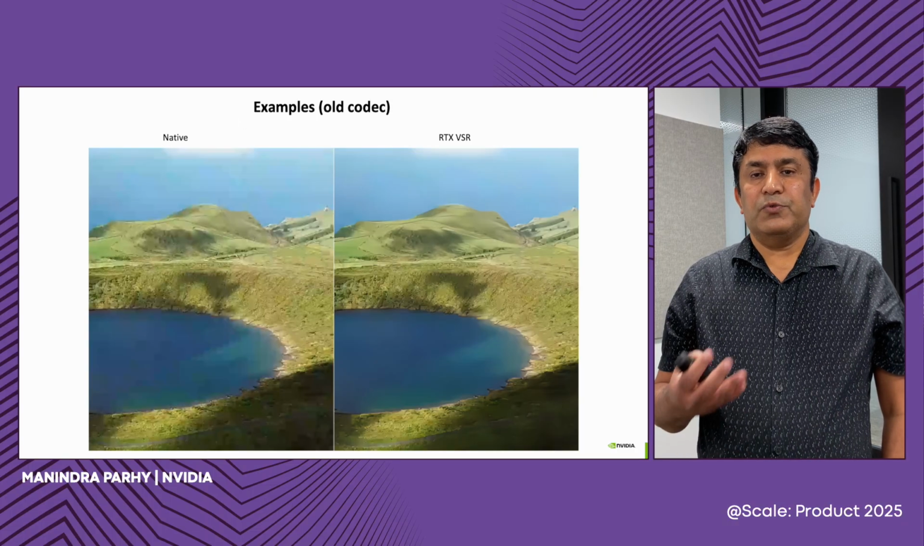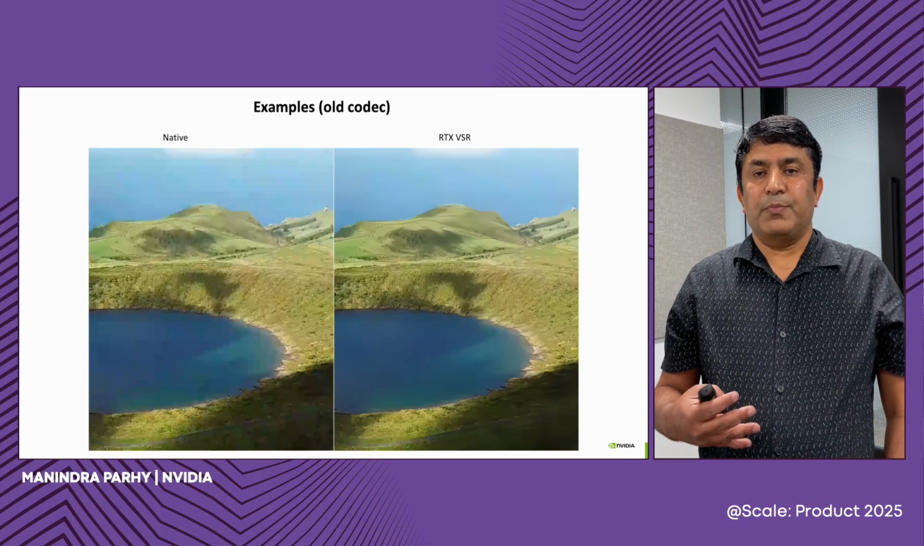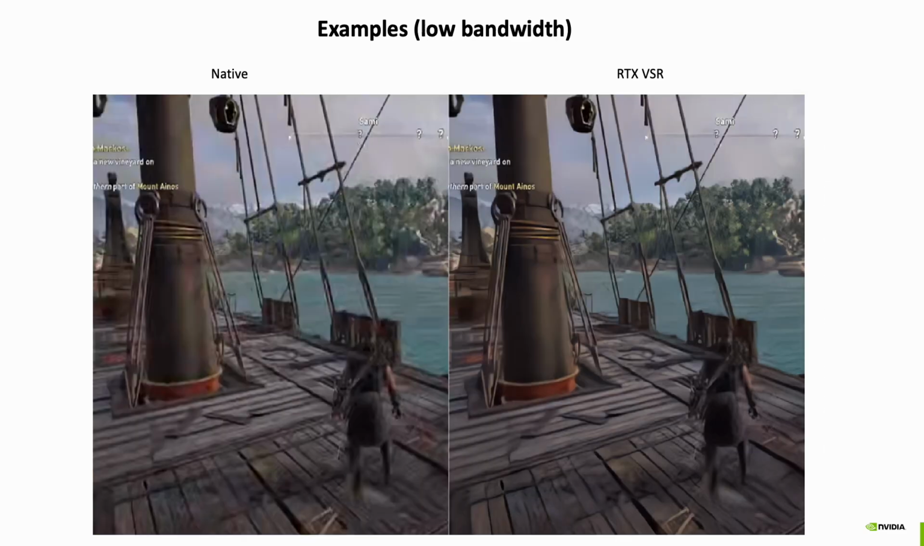I will give you some more examples of the different cases I mentioned. For example, the old codec. H.264 creates a lot of blocky artifacts, as you can see on the lake, and it also creates a lot of banding on the sky. RTX VSR cleans all those bands and makes the blocky artifacts go away from the lake, creating a pleasing video.